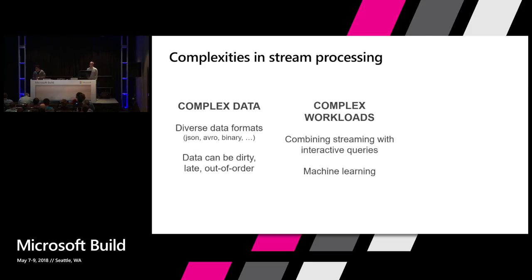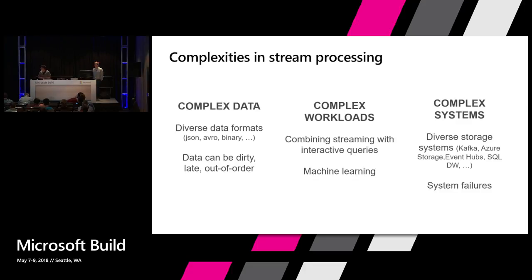Second thing is, you've got to deal with complex workloads. If you just want to figure out when the light is turned on and off, that's a simple workload. But what if you wanted to run a machine learning model? Are you going to start from scratch, or would it be easy to use something that already exists?